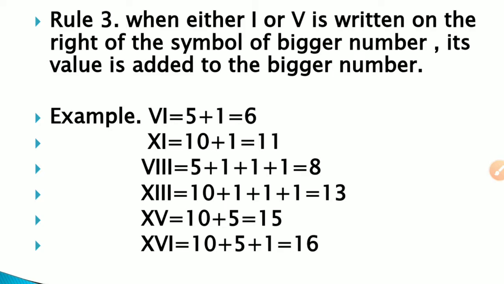I is written on the right hand side of the bigger number. We will add the values. 5 plus 1 plus 1 plus 1 is equals to 8.